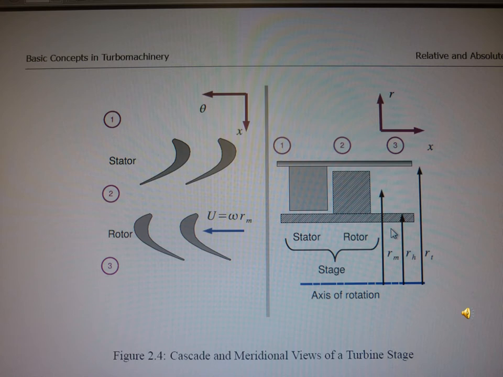The stator and the rotor, the stator rotor stage, and also the velocity triangles. So this is a cascade and a meridional view of the turbine stage.